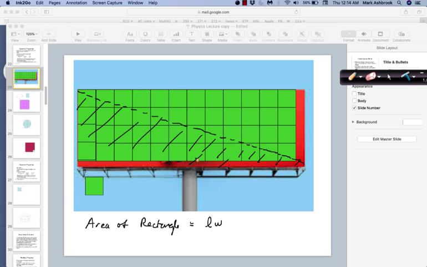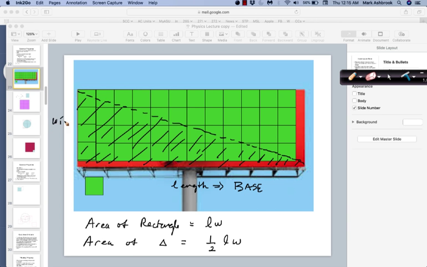I'm including the red down there. So this triangle, do you see that triangle cuts the billboard exactly in half? So therefore it's 1/2 length times width. But now the length we could call what? The base of the triangle. And what I called the width before, the height.